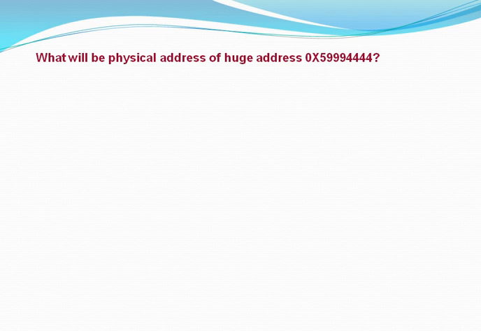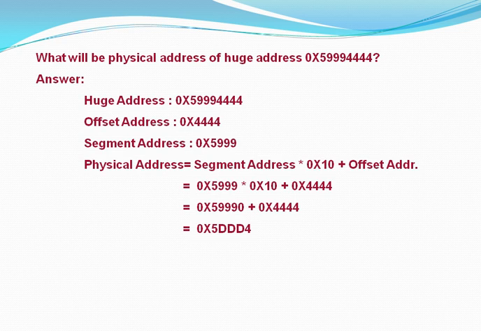0x59994444, if you are having some address as huge address. Now what is the huge address in this case? 0x59994444 is the huge address. Now what is the offset address? The last address is known as offset address and the first address is known as segment address. So what is the offset address? 0x4444, and segment address 0x5999.